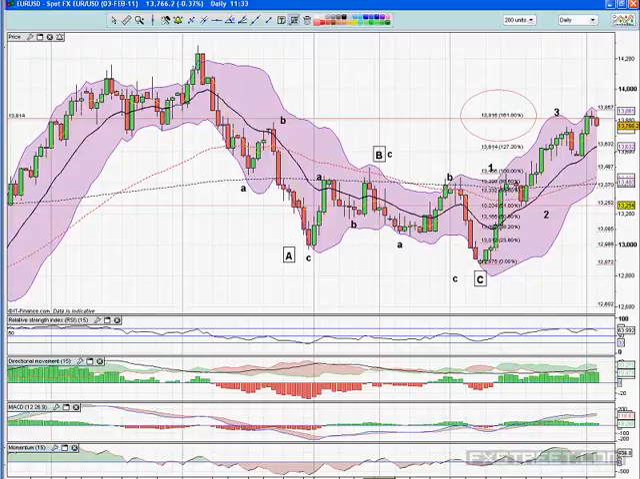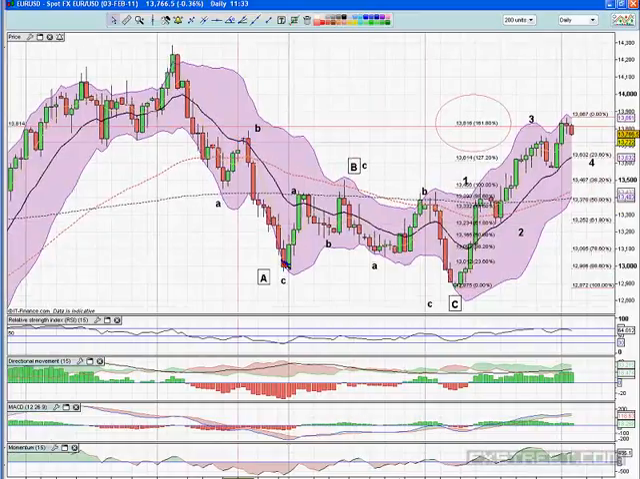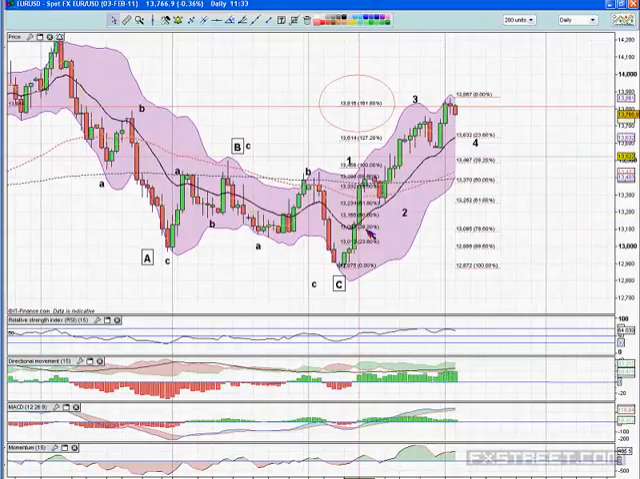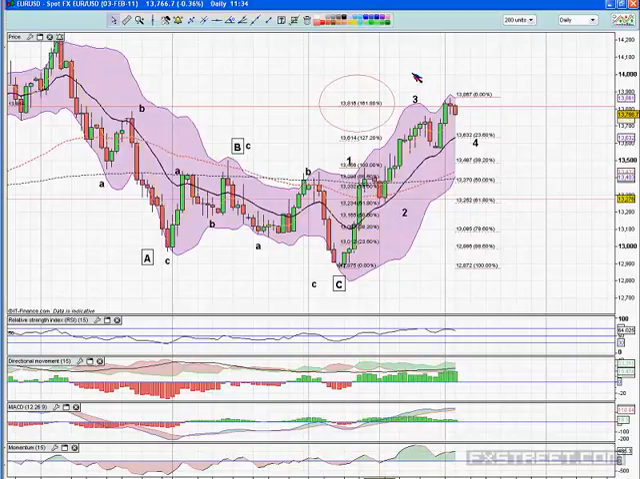Okay, corrective waves are in 3 waves. 1, 2, 3, 1, 2, 3, 1, 2, 3 makes A, B, C. Okay, 2 between 50 and 61.8%. I cannot for the life of me see five waves down, which makes me believe that the next wave should be a 5-wave sequence up. Look how impulsive she has been.